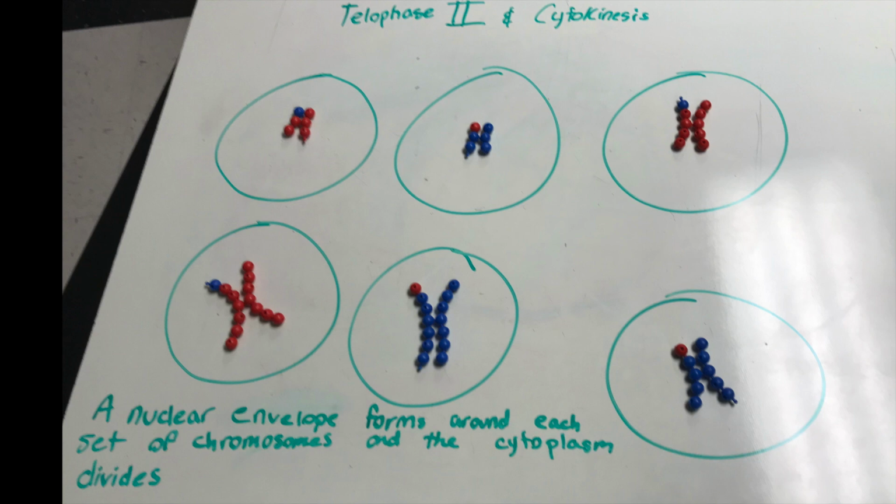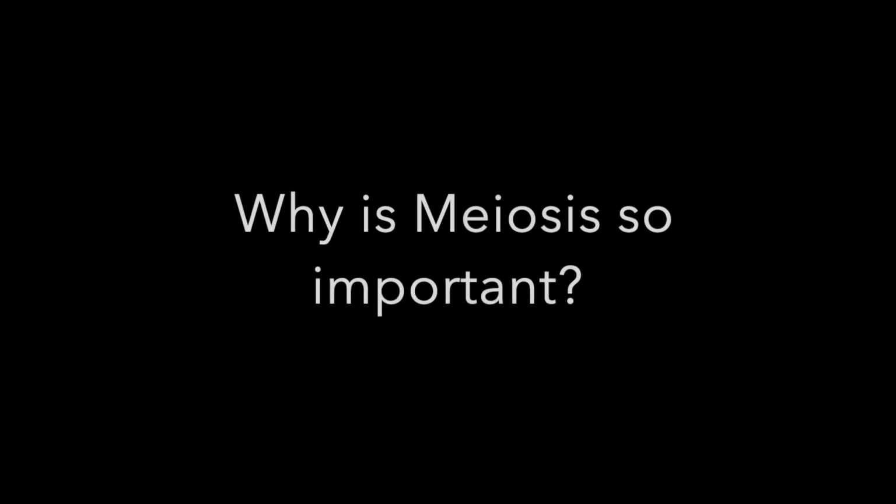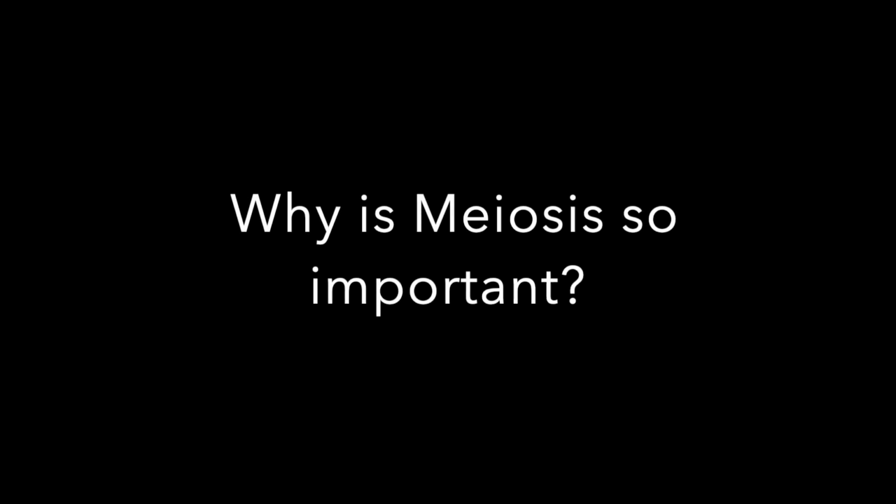But overall, why am I telling you this information? Why is meiosis important? Well, meiosis is important because it ensures that all organisms produced via sexual reproduction contain the correct number of chromosomes. Meiosis also produces genetic variation by way of the process of recombination. You start with a diploid cell that produces 4 haploid cells that are genetically different from each other.